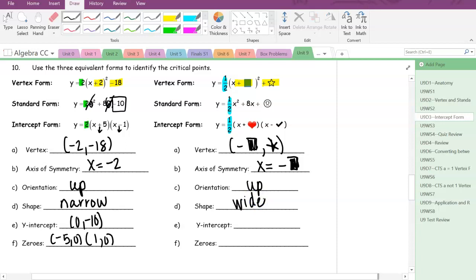All right, y-intercept is from standard form. You're plugging a 0 in for x. Cancel, cancel. What's left is our sad face. Make sure you have a 0 comma. And finally, our zeros, we do the opposites. So you're going to have a negative heart, comma 0, and a positive check mark, comma 0. And there you go. All right, so if you can do this one, you know how to find everything you need from those 3 forms.